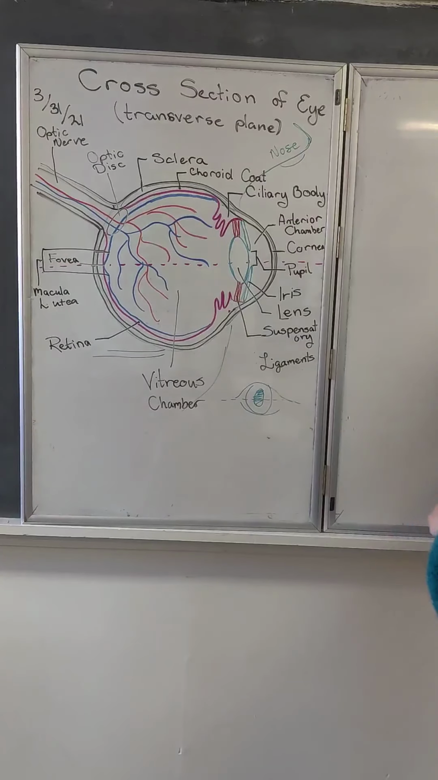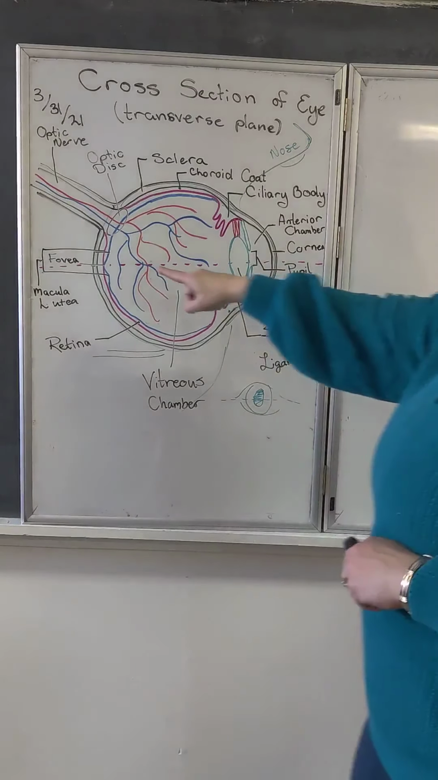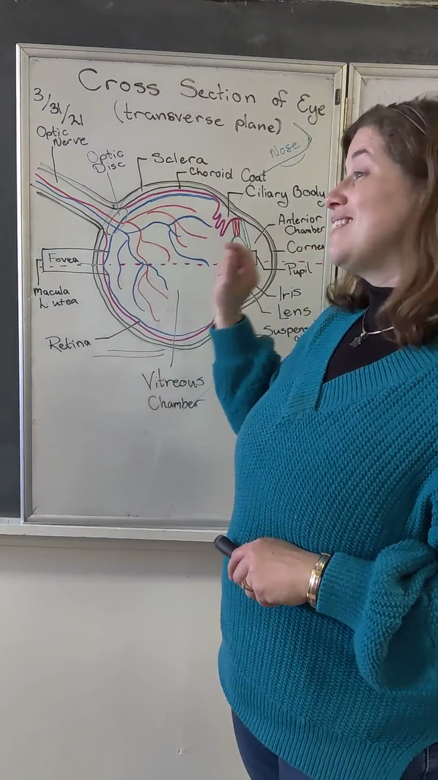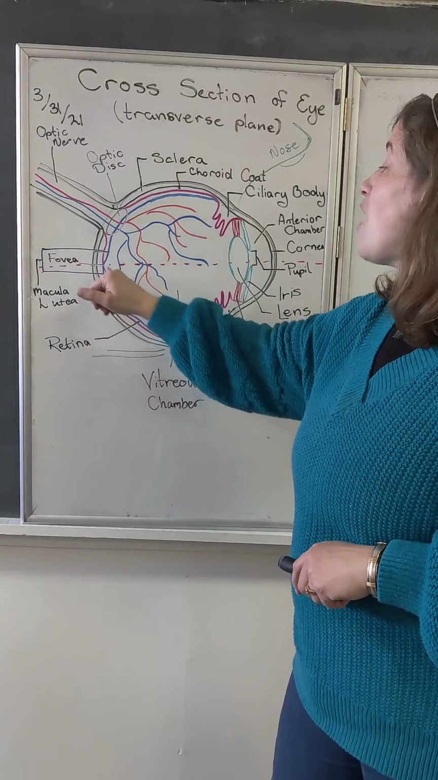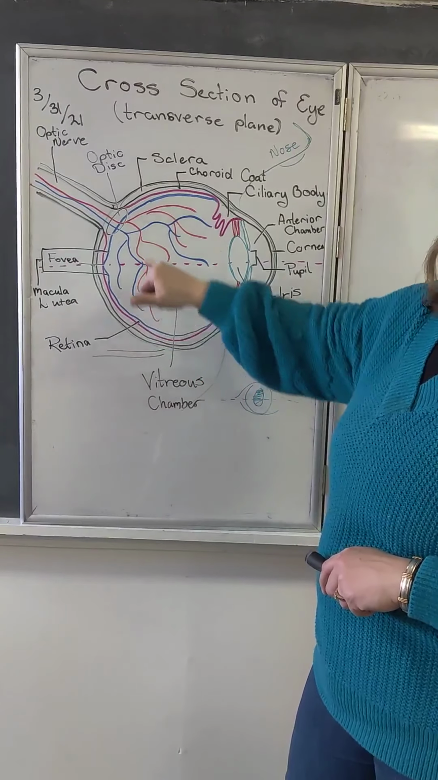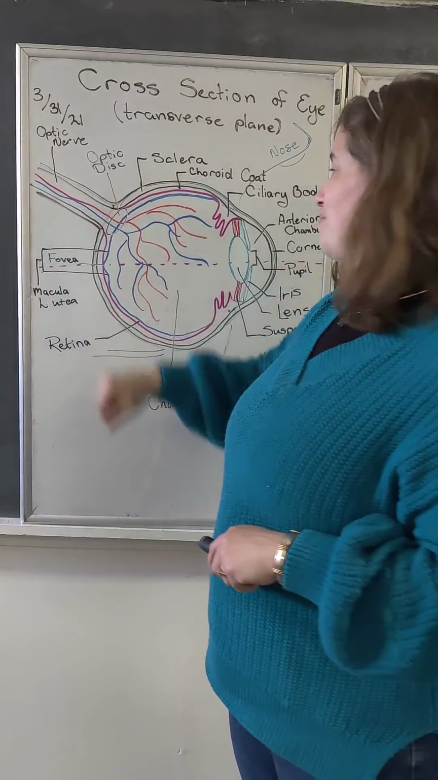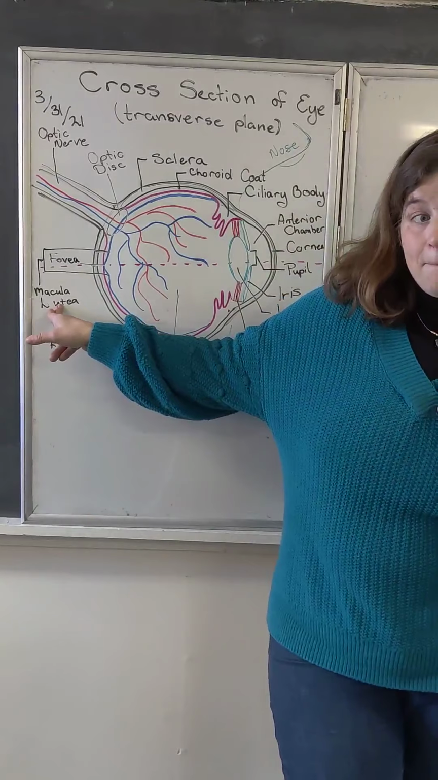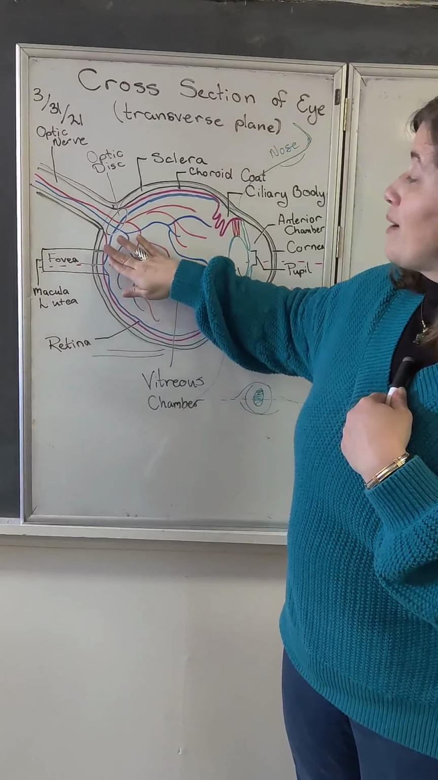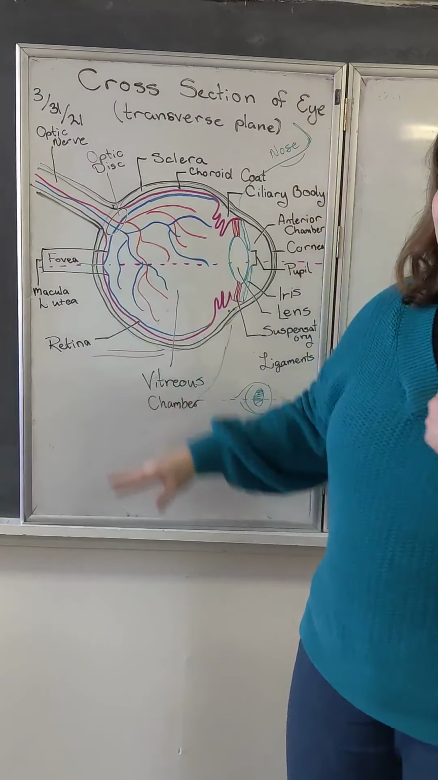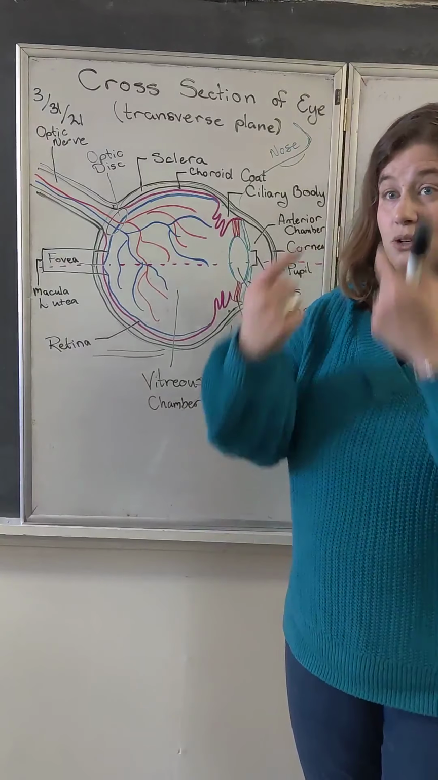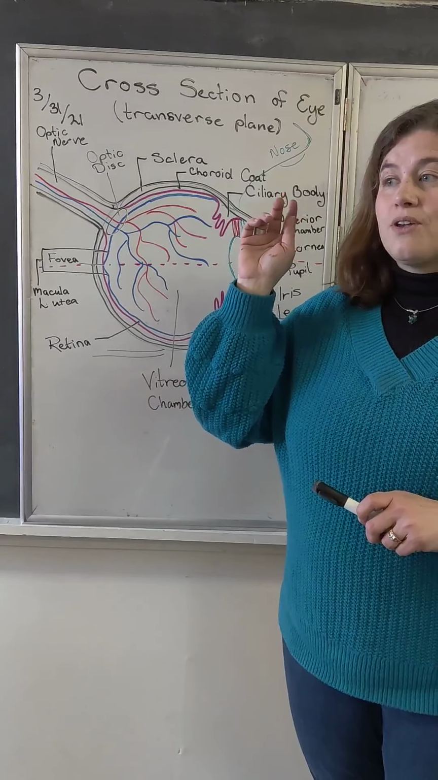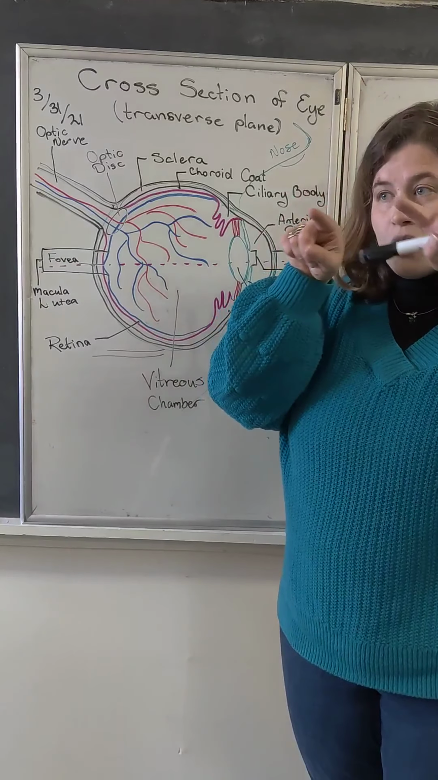Oh, by the way, you have about 6 million color cones concentrated in here. 6 million? 6 million color cones. But you have 120 million rods. And when you have macular degeneration, anyone ever heard of that? My grandfather had that. That is where your eye starts to break down here, which means you lose color vision and you lose central vision. Because we only see sharp vision straight ahead.